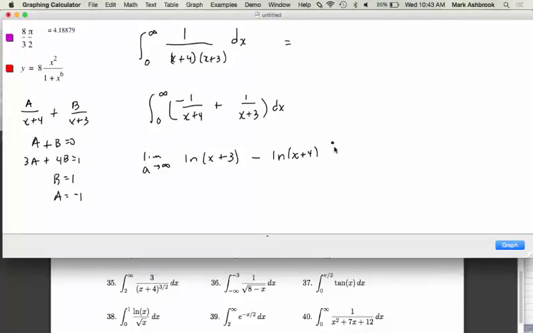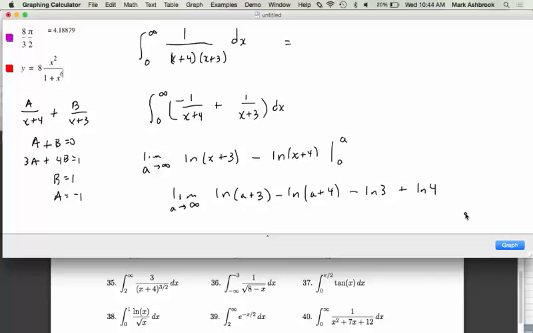And that's going to be from 0 to a. So this is ln of a plus 3, minus ln of 3 plus ln of 4. Okay, so what poses a slight problem here is that natural log is going to get infinitely large as a gets infinitely large. So we have infinity minus infinity, which is an indeterminate form.